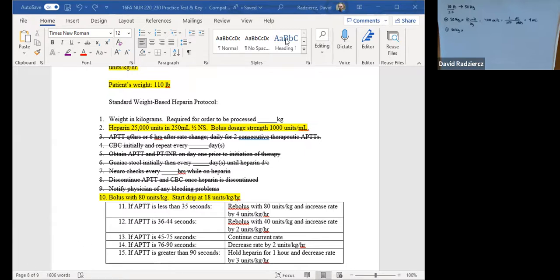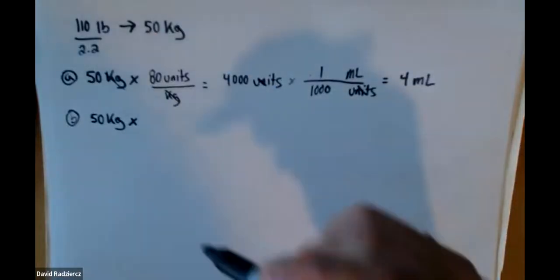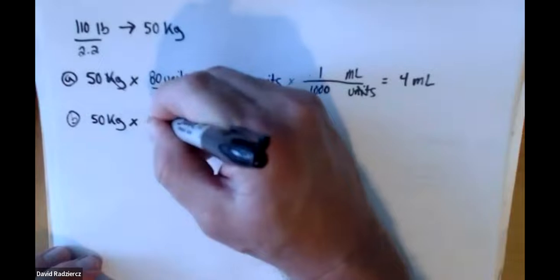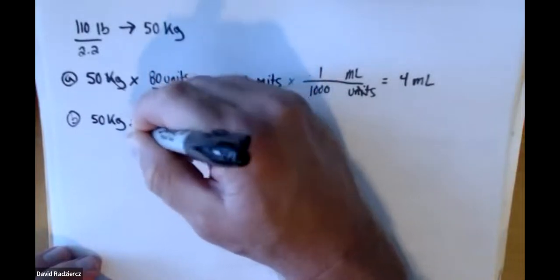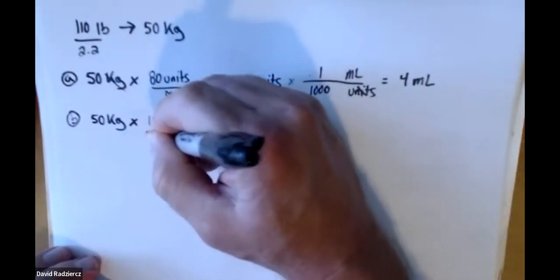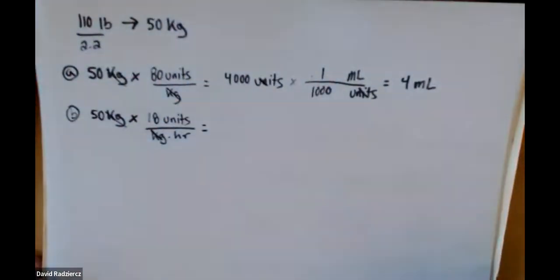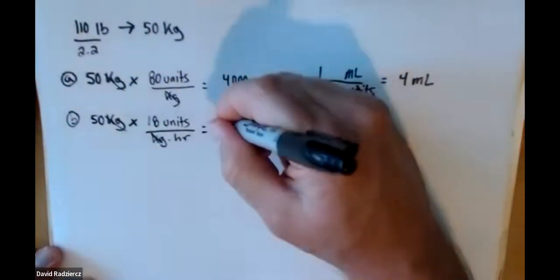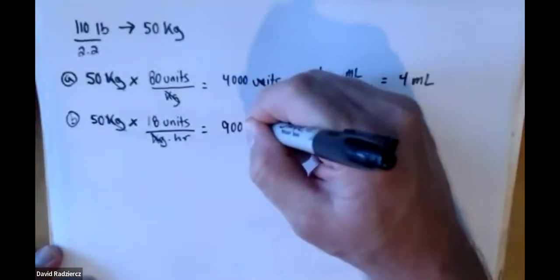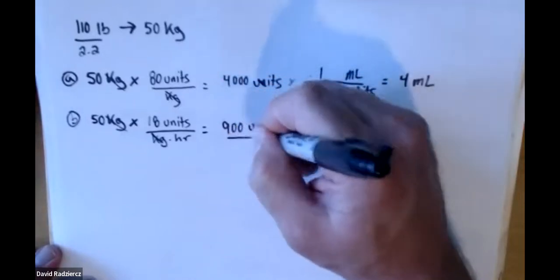Okay, so 18 units per kilogram per hour. 50 times 18 is 900 units per hour.